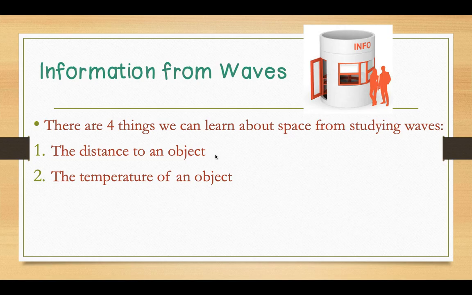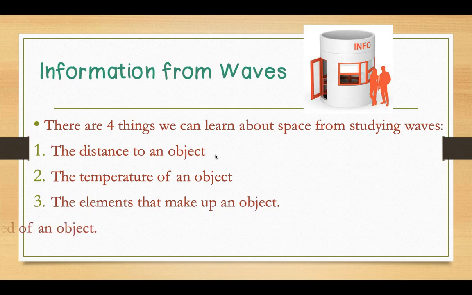So if we say that the sun is around 5,000 Kelvin, which is a super, super high amount of Celsius, that comes from observing the wavelengths from the sun. We can turn that into temperature. The elements that make up an object. So when I said that the universe is mostly made of hydrogen and helium, how did we come up with that? It's from studying waves from space. And then also the speed of an object. So when we predict how fast a planet is moving or how fast a star is moving through the sky, that's again all from studying waves from space.